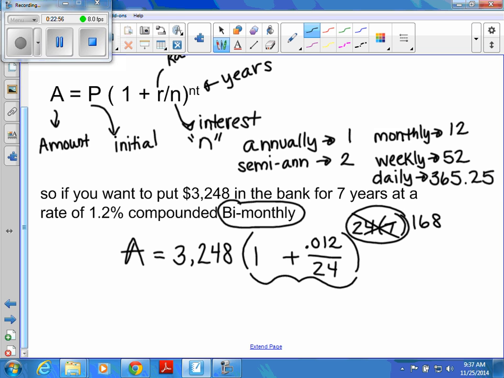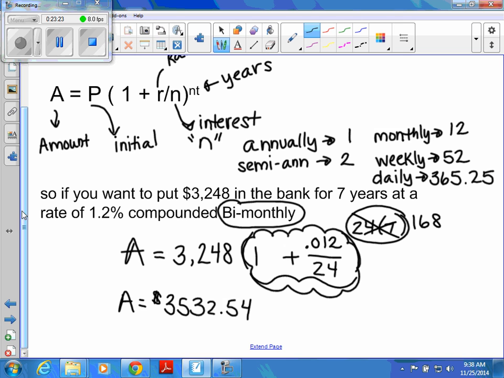And then after you figure out what this number is in here, what do you have to do with all of this? You need to raise it to the 168th power. And whatever that is, you leave in your calculator, and you multiply it by 3248. And it comes out to be $3,532.54. That's how much money you should have after 7 years.